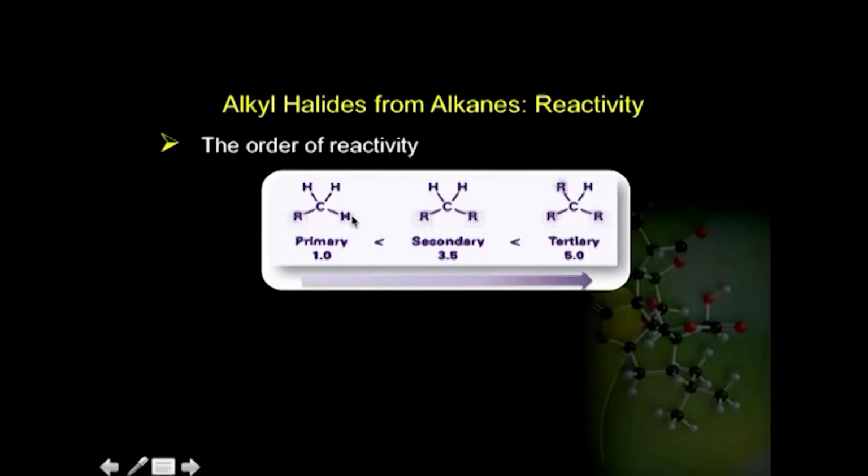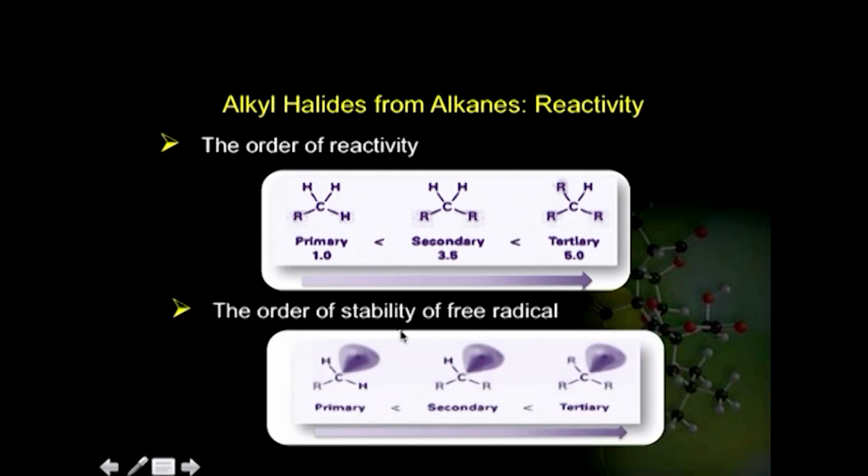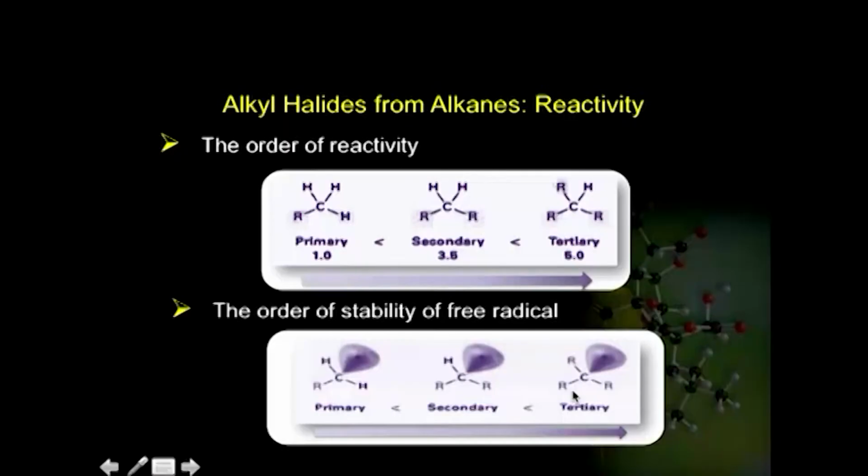So, the order of reactivity in case of alkanes goes by the stability of that particular alkane, and it has been observed that primary alkanes are less reactive as compared to secondary, which are lesser reactive as compared to the tertiary alkanes. The order of stability of the free radical also goes in the same sequence, that is, the primary radical is less stable as compared to secondary, which is less stable as compared to tertiary. Therefore, the order of reactivity of alkanes during halogenation is that the tertiary reacts the fastest, and that is the product which is formed in maximum amounts.